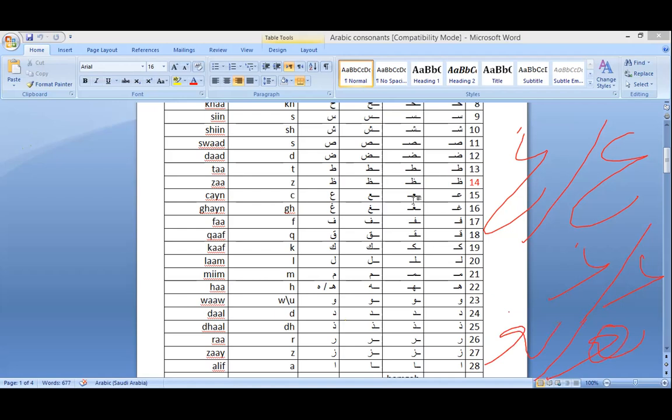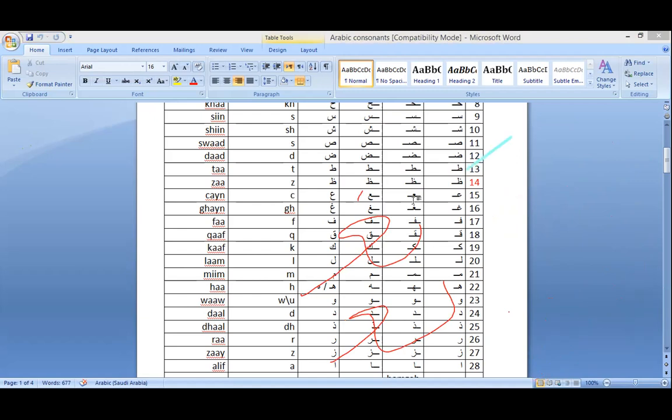You see this shape? These shapes are different from these shapes. So it's true that A and Ga change their shapes in the middle. That's Ga, this is A, right? So we have two letters that changed their shapes from initial to middle. And again, when we are drawing these letters, we need to be careful the way they are drawn.